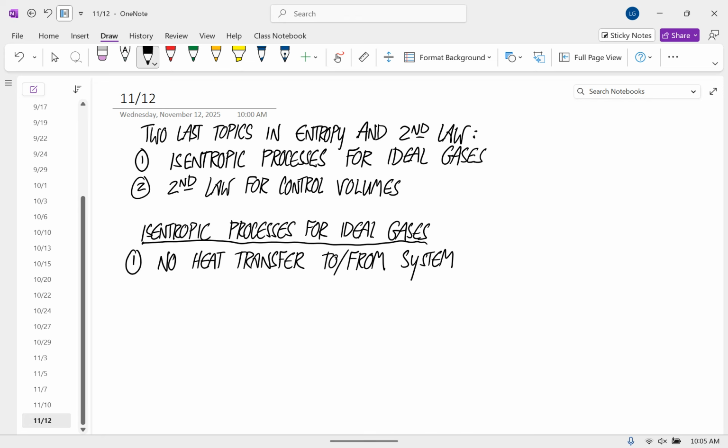So some other ways are fast travel through your system. Or the process is really fast, so there's just not time for heat transfer. Small temperature difference between the outside of the boundary and inside the boundary. So I think that's all of them. But anyways, you need to have no heat transfer to or from the system. And then second, the process needs to be internally reversible.